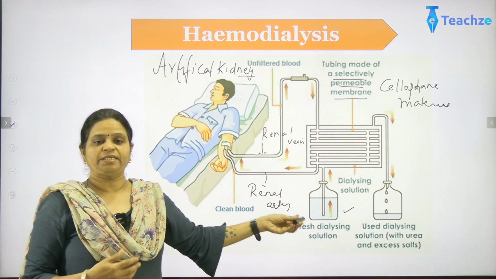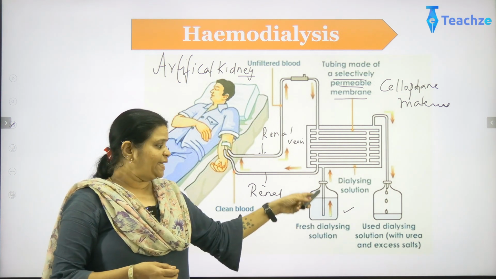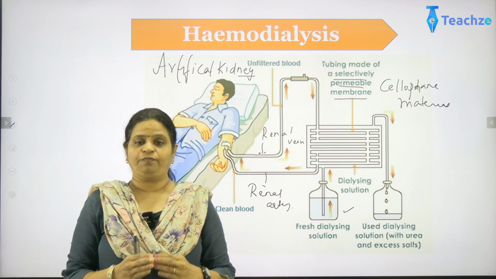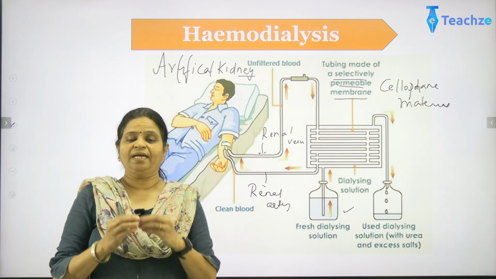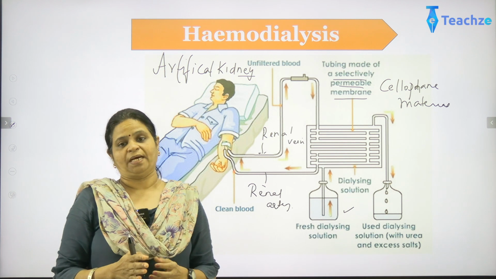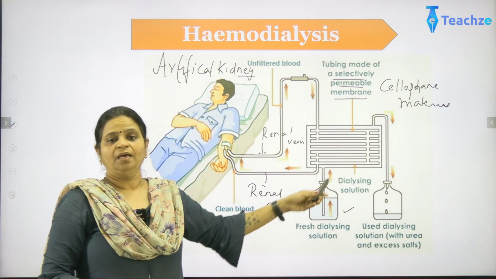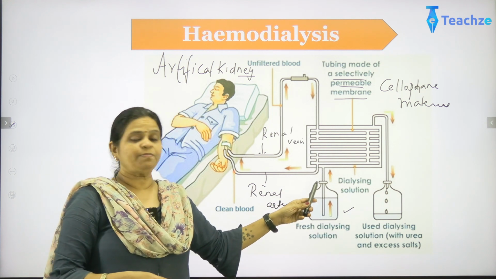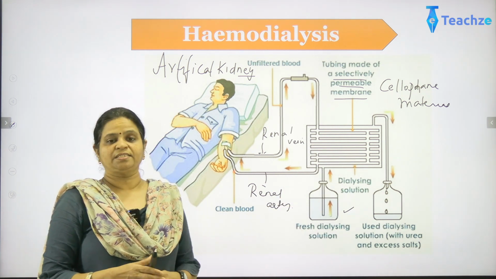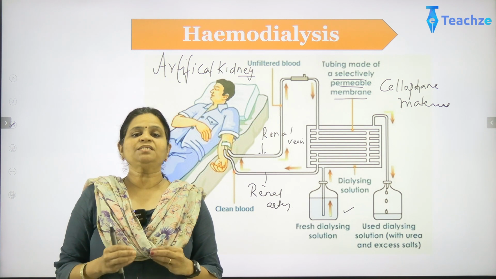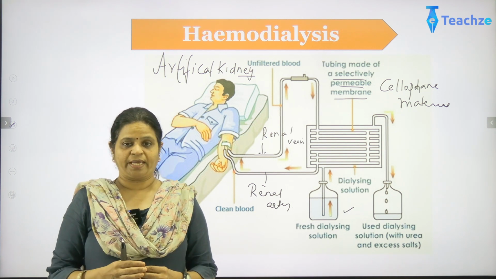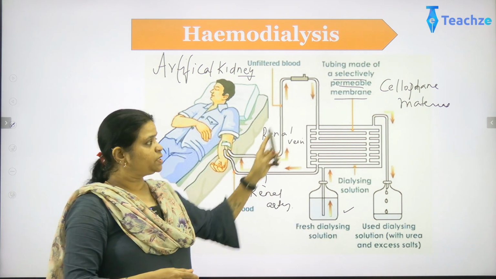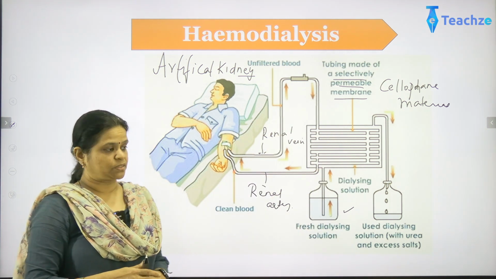There is always a fresh dialyzing solution. The composition of the solution is similar to that of plasma. So, whatever is present in the plasma, the pH levels and the contents are all maintained here. The difference between plasma and this dialyzing solution is that plasma does not contain nitrogenous waste, whereas the dialyzing solution will have the nitrogenous waste which is removed through this process.